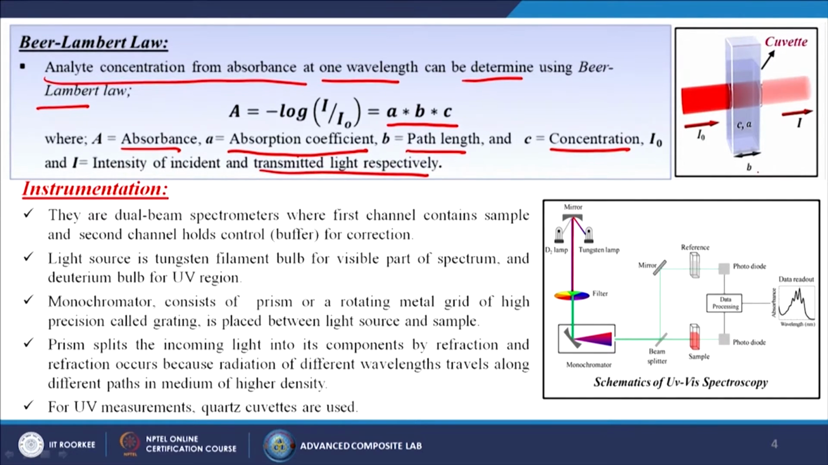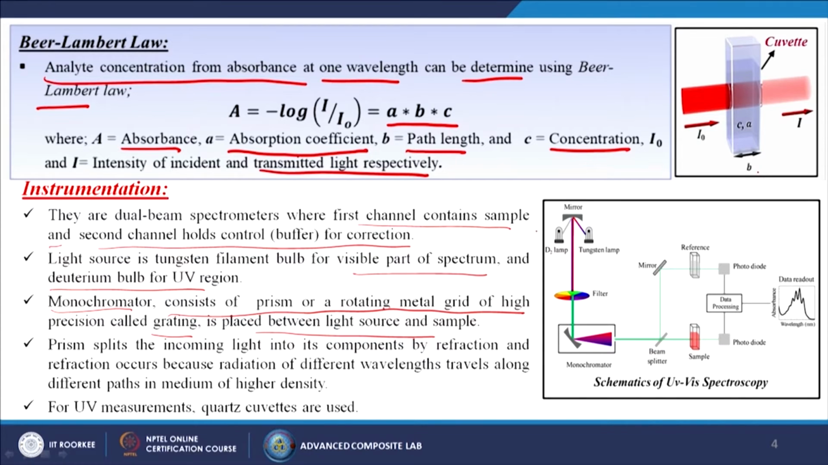So, how are we going to measure this? Generally they are dual beam spectrometers, where the first channel contains the sample and the second channel holds a control for corrections. Generally it is for the buffer. The light source is a tungsten filament bulb for the visible part of the spectrum and a deuterium bulb for the UV region. The monochromator consists of a prism or a rotating metal grid of high precision called a grating, placed between the light source and the sample itself.